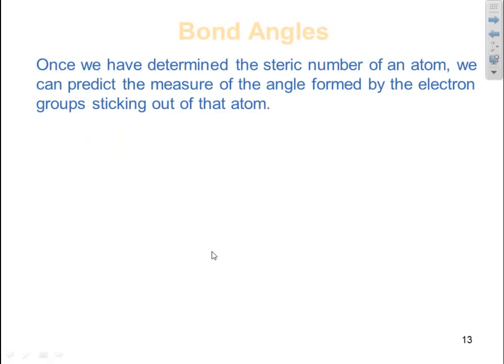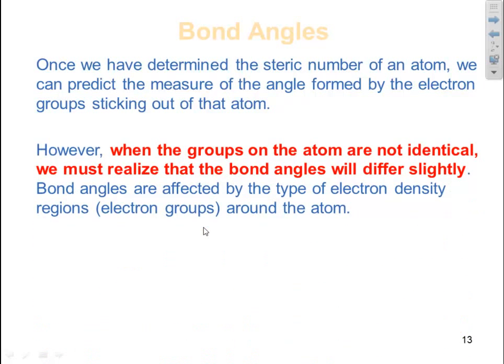Once we have determined the steric number of an atom, we can predict the measure of the angle formed by the electron density sticking out of that atom. However, when the groups on the atom are not identical, we must realize that the bond angles will differ slightly. Bond angles are affected by the type of electron density regions, electron groups, around the atom.